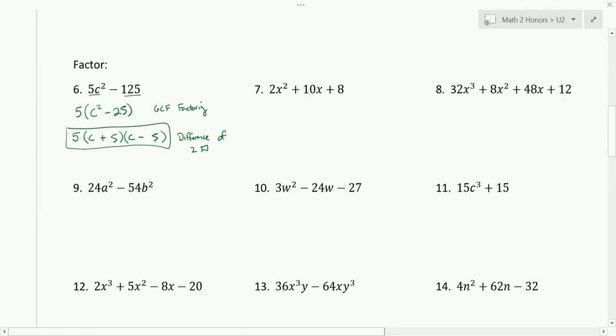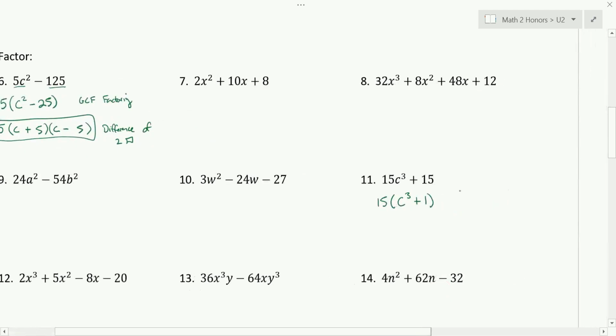11, first type of factoring. Can we factor something out? Yeah, they both have a 15. So you factor the 15 out, and you're left with what? C cubed plus 1. So I did my GCF factoring first. And that's the one you always want to do first, if you can. And then look, is there anything else that we see that we can do?